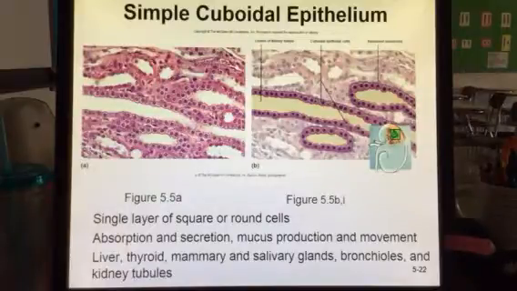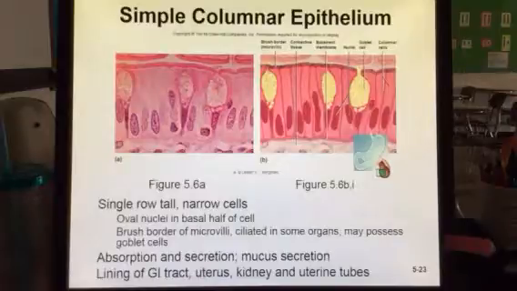So on the microscope, they're going to look like weird open spaces surrounded by a layer of square or round cells. Simple columnar, again, one single layer of cells, but these are tall, narrow cells. I think they look more like cylinders than columns, but okay. And then usually they'll have a nucleus in the bottom half of the cell, or the basal half of the cell. And sometimes you'll see a brush border of microvilli at the other end of the cell.